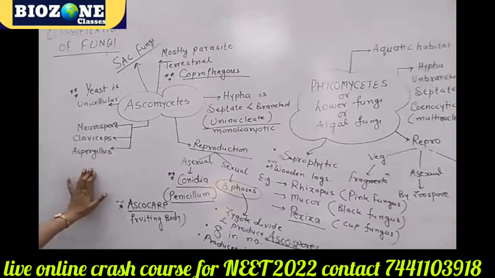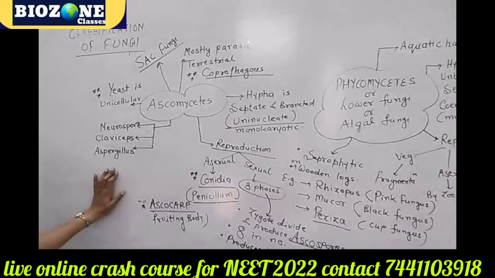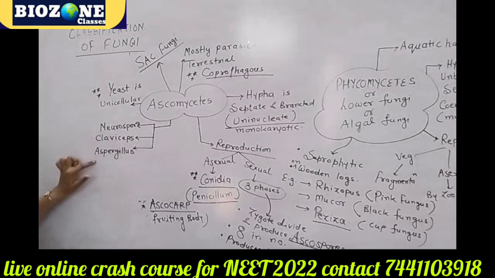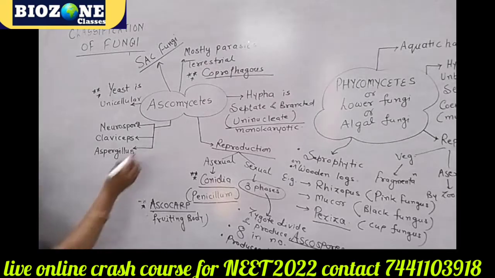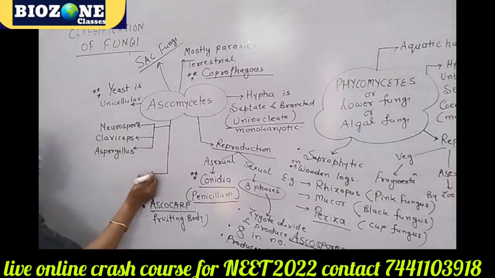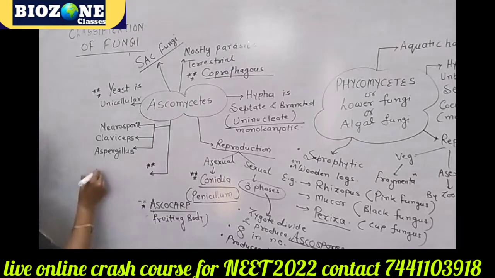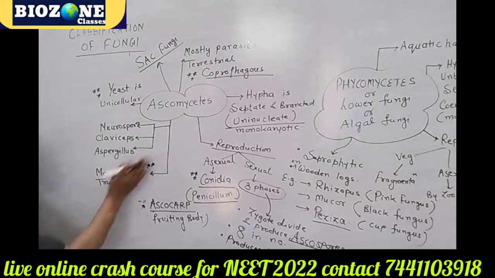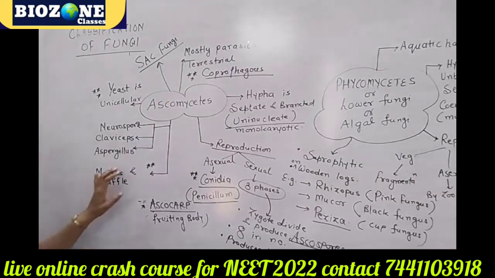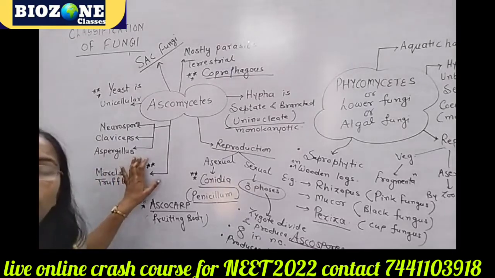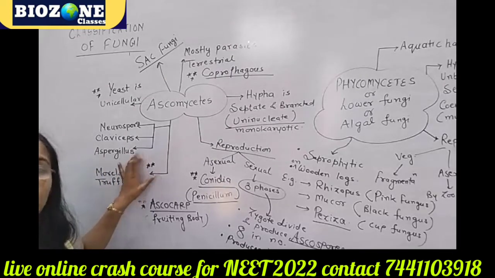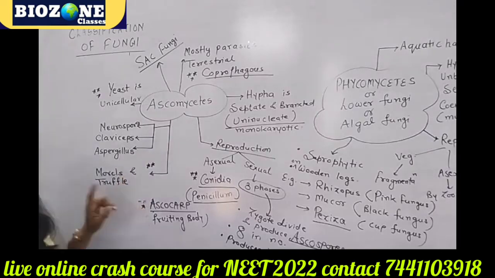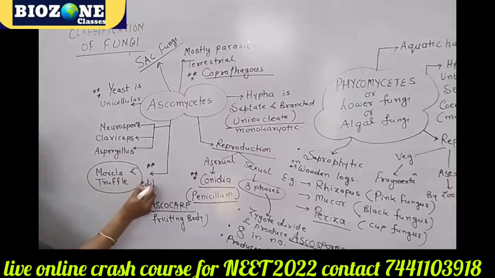The classical examples, note and underline in NCERT: Neurospora, Claviceps and Aspergillus. And in addition to that, one more statement is provided. The last statement, one of the most important statements, is morels and truffles. In ascomycetes, normally no fungus is parasitic in this context, and no fungus is used for edible purposes. But morels and truffles are delicious fungi. So beside morels and truffles you write down edible.